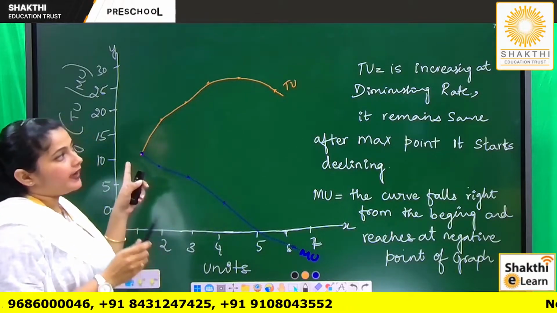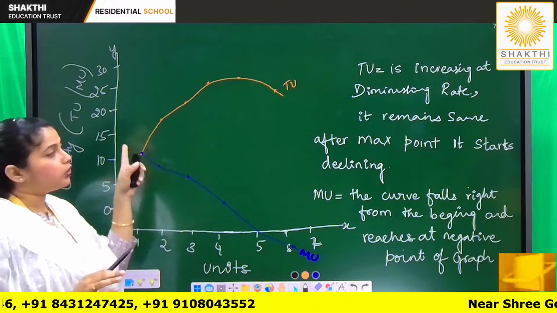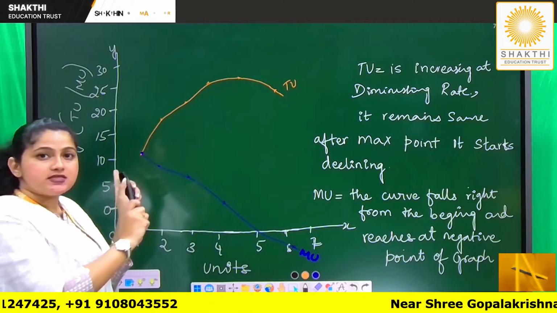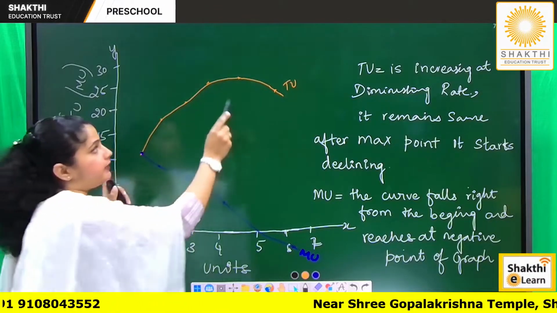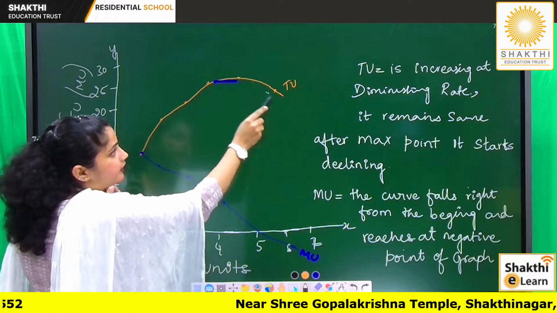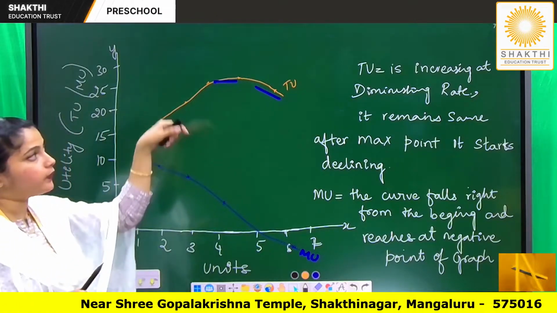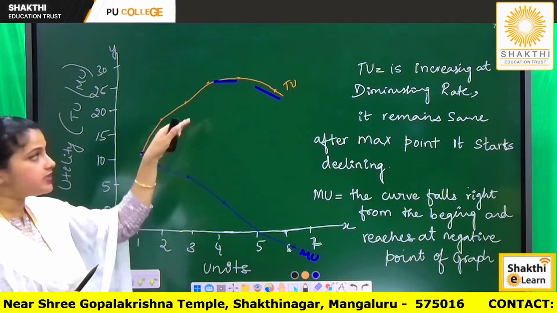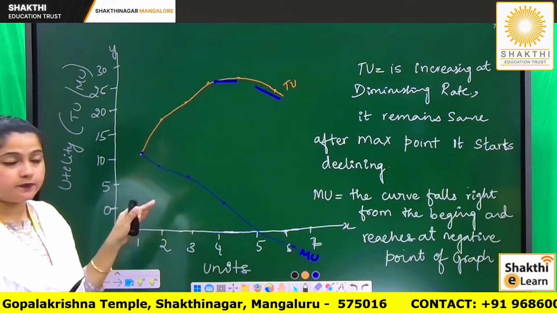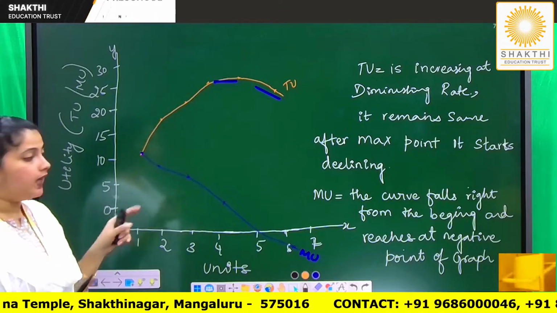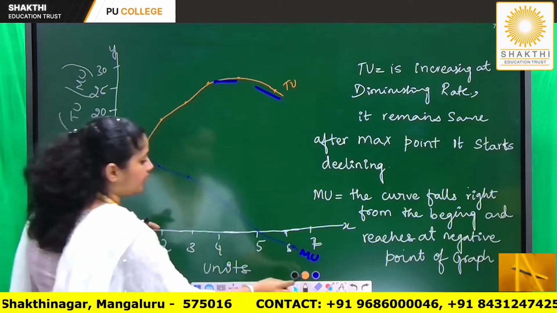So that is why I have written over there that total utility increases at a diminishing rate, it remains constant and then falls down. Okay, or at a particular point it's going to decrease. This was an explanation for the total utility. Coming back to the marginal utility.